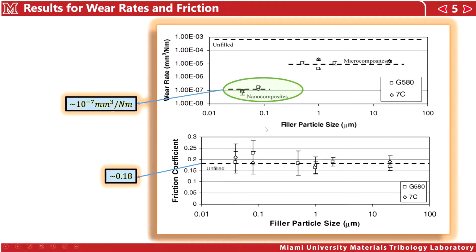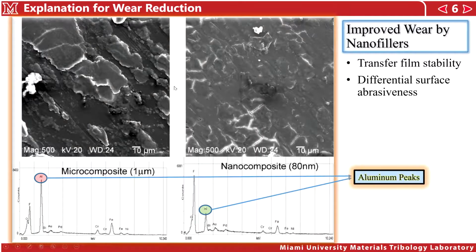In terms of the friction coefficient values, there was not much drastic difference as compared to the values for changing particle sizes. Although there was some difference, there was not such a huge difference as was seen in the case of wear rates. Now this group suggests a mechanism that is involved in this difference in the wear rates that was seen.